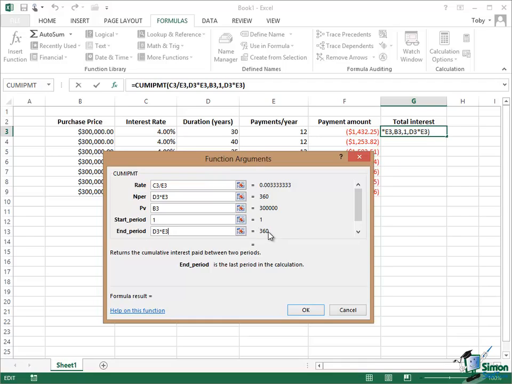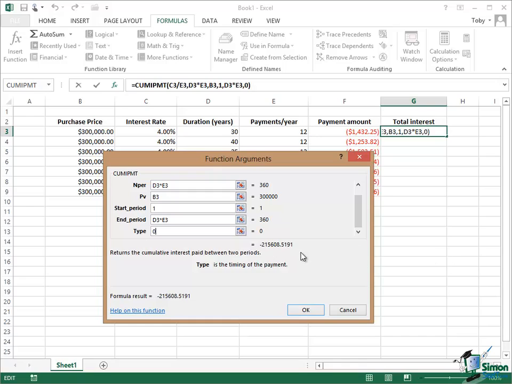Don't forget, Excel's just calculating these as we go. 360 payments, 30 years, 12 per year, that's 360, that's fine. And then finally the type, we discussed the type just now. 1 if you're paying at the beginning of a period, 0 at the end. Unfortunately, there's a little inconsistency here in that in this dialog for this function it doesn't default to 0, so we actually have to put a 0 in.